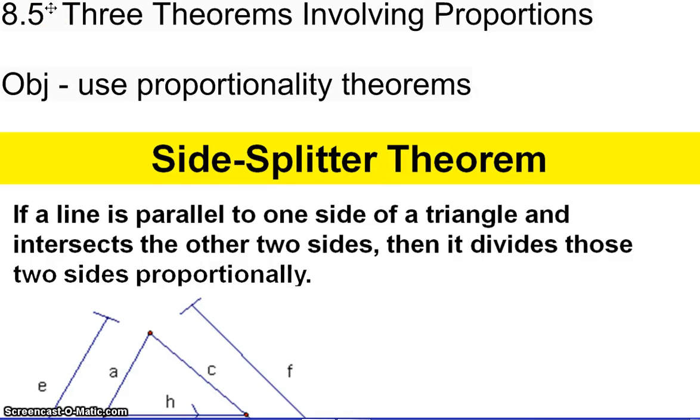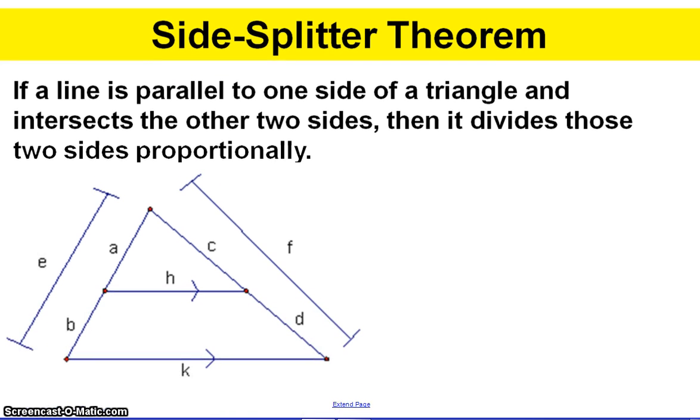All right, today we're going to talk about section 8.5, which is theorems involving proportions, the different proportionality theorems. The very first theorem that we are going to be talking about is called the side splitter theorem. The side splitter theorem states that if a line is parallel to one side of a triangle and it intersects the other two sides, then it divides those two sides proportionally.